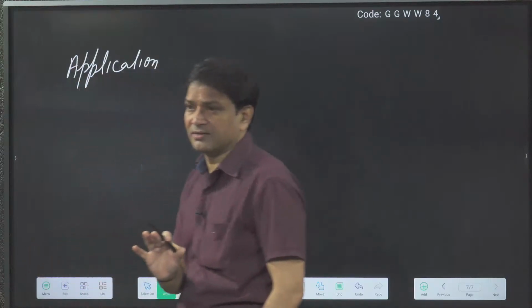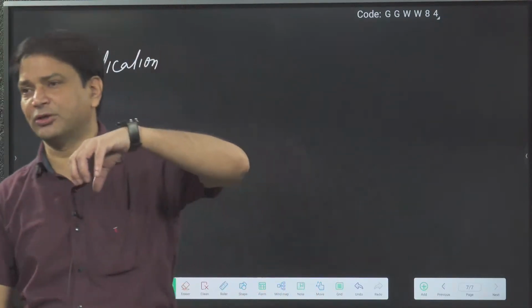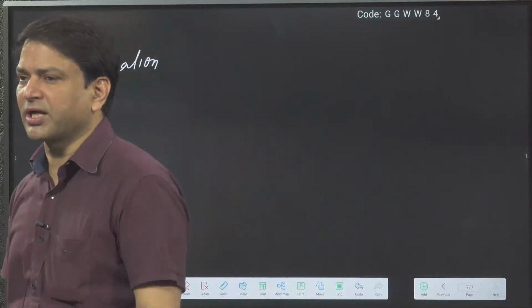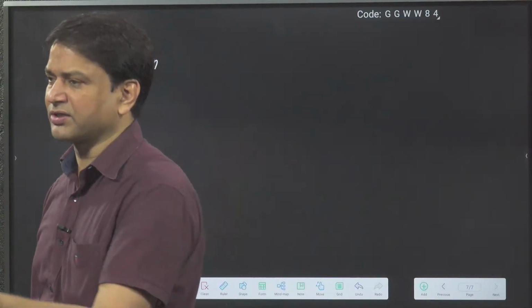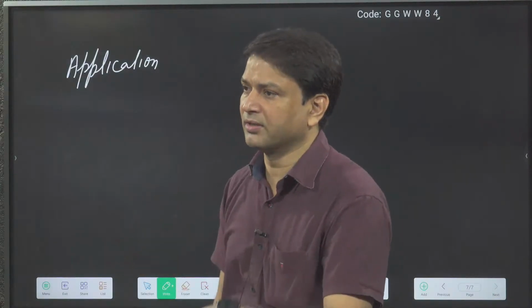So you will write now. Everybody has written that point. Constants we cannot verify by using dimension. And if the equation contains a trigonometric function, log function, or exponential function, these functions we cannot verify by using dimension.